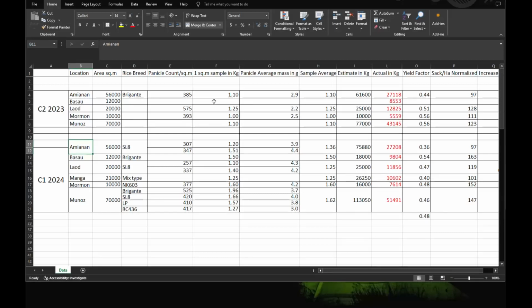Anyway, I had enough data to actually get some meaningful value. So I have the estimate, and then the actual yield is half. So I wondered why. It doesn't make sense.